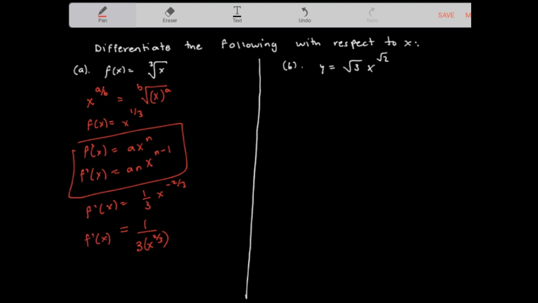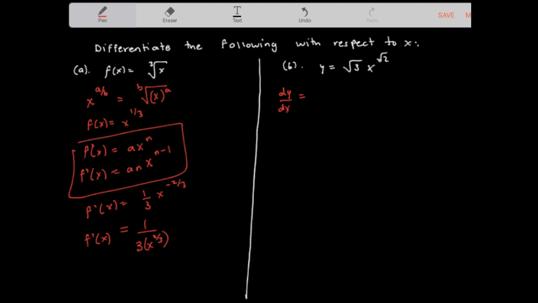Okay, let's take a look at part B. So part B, we have y is equal to square root 3 times x to the power square root 2. What you want to figure out here is dy over dx, which is the rate of change of y with respect to x. And once again, we're employing the power rule. The only difference is that the power, instead of being a concrete natural number, is an irrational number in the form of a radical. But we still employ the same rule.